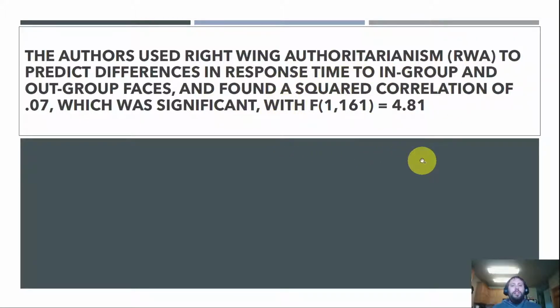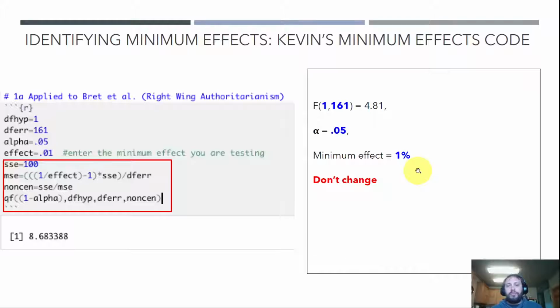So what they did is they found a significant value when compared to the nil hypothesis. But what we're going to be asking is, how does that compare to a hypothesis that says it explains 1% of the variance or something like that? And we're going to do this in two different ways. The first way is using Kevin's minimum effects code that he created for us all. So we're going to identify minimum effects using that code. I'm going to go ahead and log in and open R, and we're going to show you how to do this in R as well.